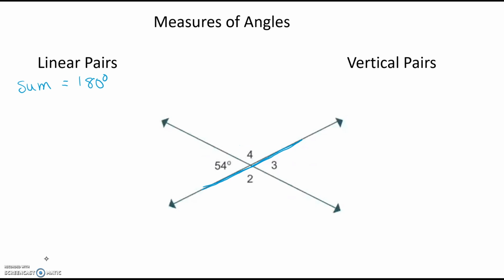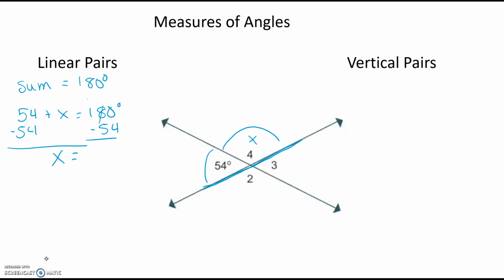So if we wanted to find out what the measure of angle 4 is, I'll go ahead and name this X. What I know is that 54 plus X, whatever that angle is going to be, is 180 degrees, because we have a pair that are linear. Using my algebraic solving steps, I can solve for X, and what I figure out is that angle 4 is 126 degrees.